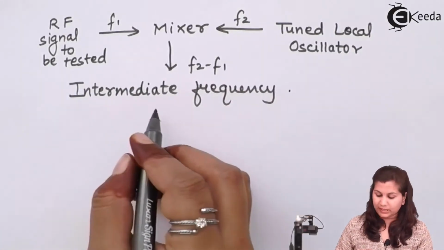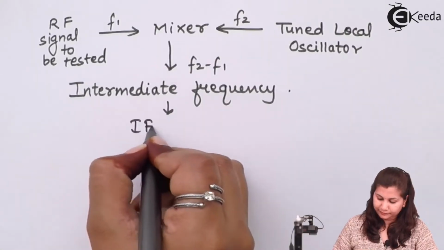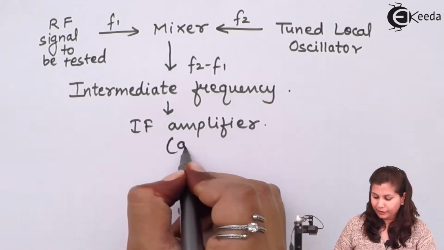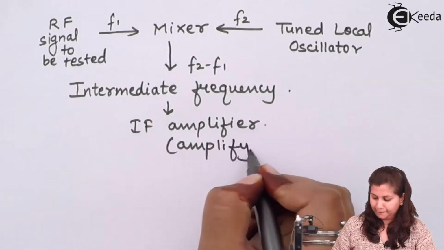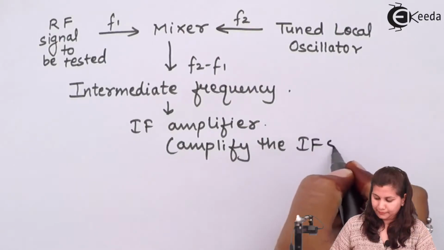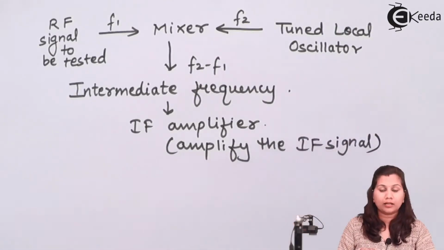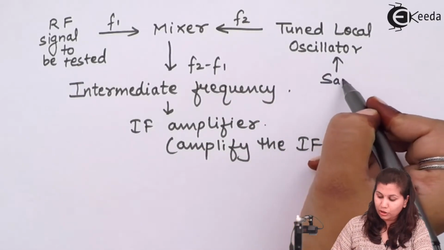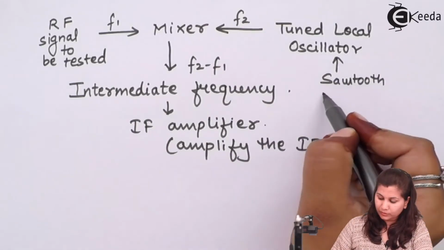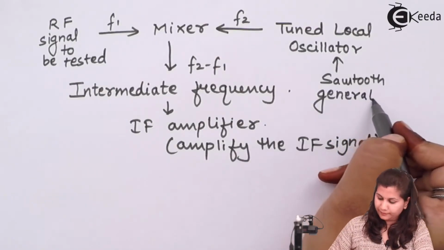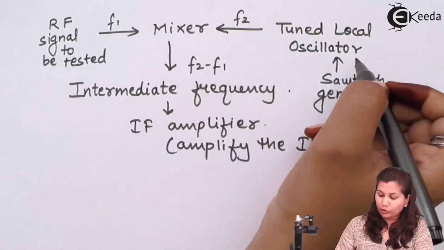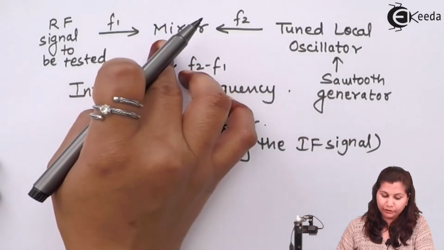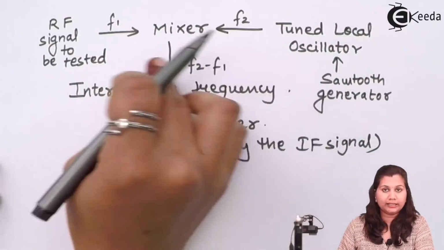Now this frequency is given to the IF amplifier, which is going to amplify it. Now, as this tuned local oscillator is getting the input from the sawtooth generator, due to the ramp voltage the local oscillator is going to sweep through its frequency band, and that frequency is provided to the mixer, so that the mixer produces the intermediate frequency.